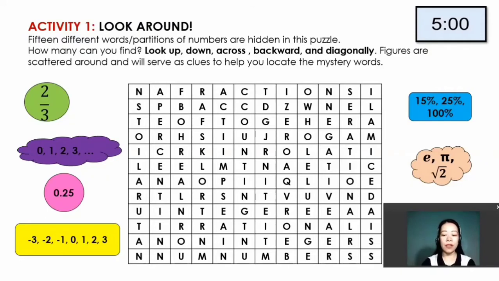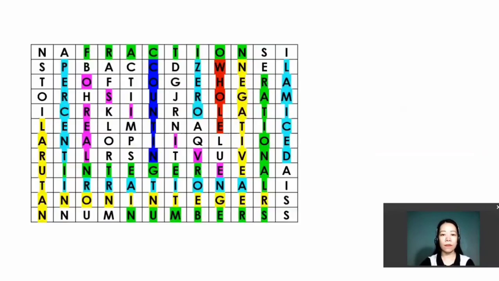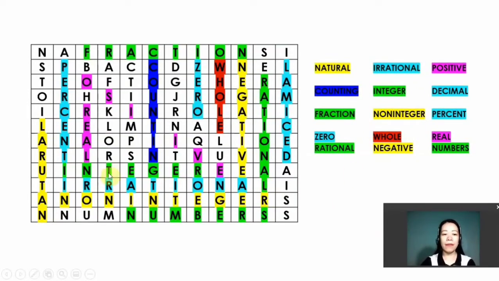Okay, so let us now answer. Okay, so we have natural, counting, fraction, zero, rational, irrational, integer, non-integer, whole, negative, positive, decimal, percent, real, and numbers.